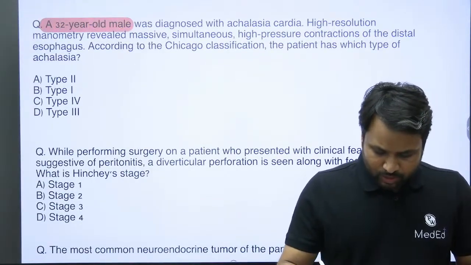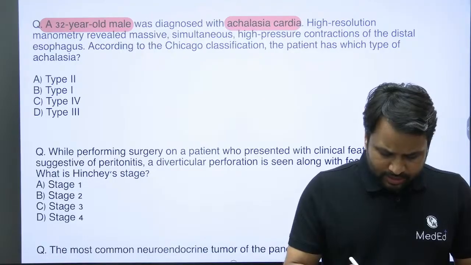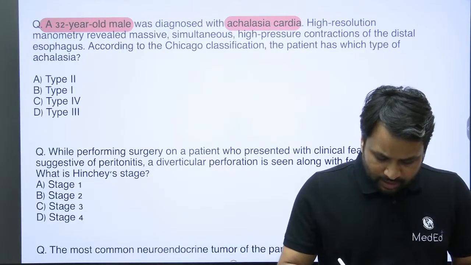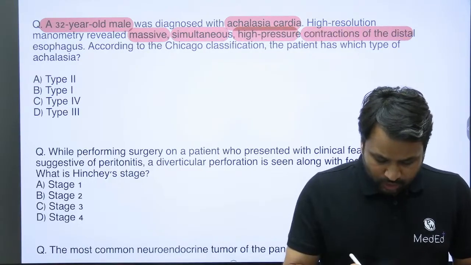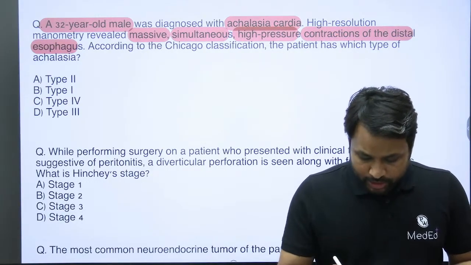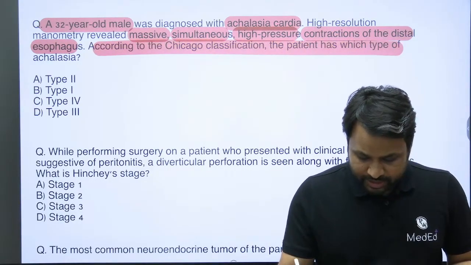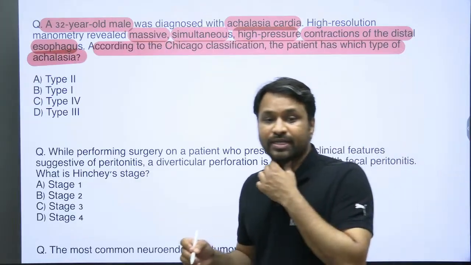I have a 32-year-old male diagnosed with achalasia cardia. A high resolution manometry revealed massive simultaneous high pressure contractions of the distal esophagus. According to the Chicago classification, the patient has which type of achalasia cardia?